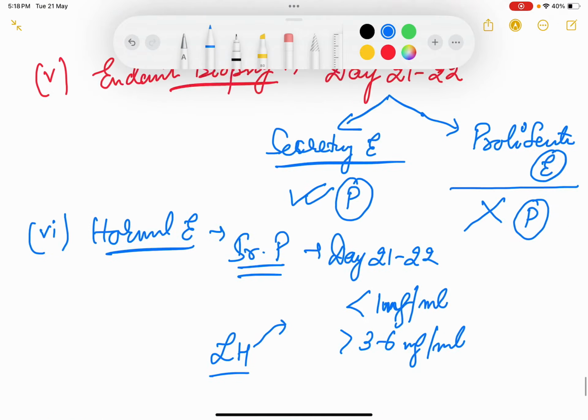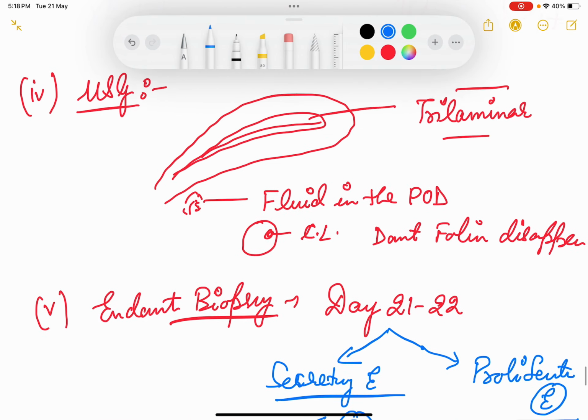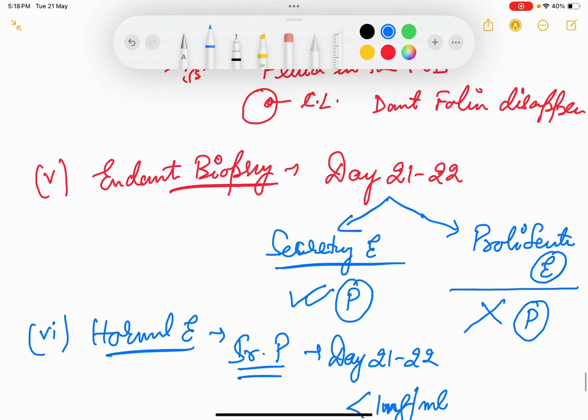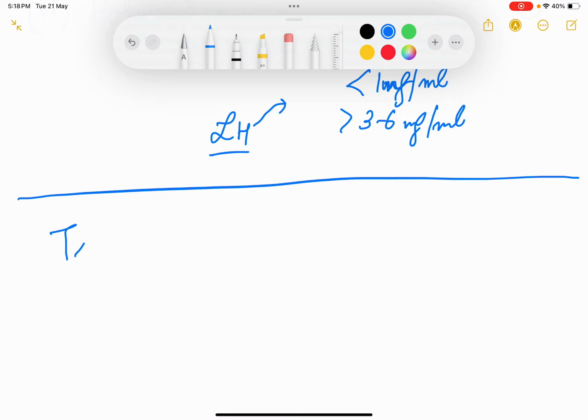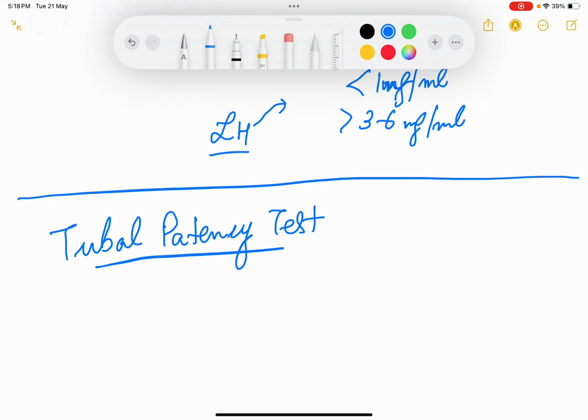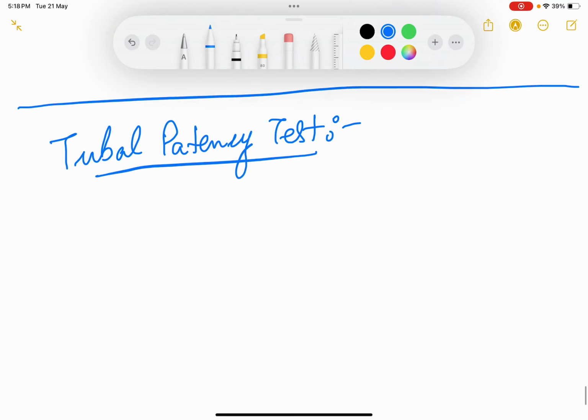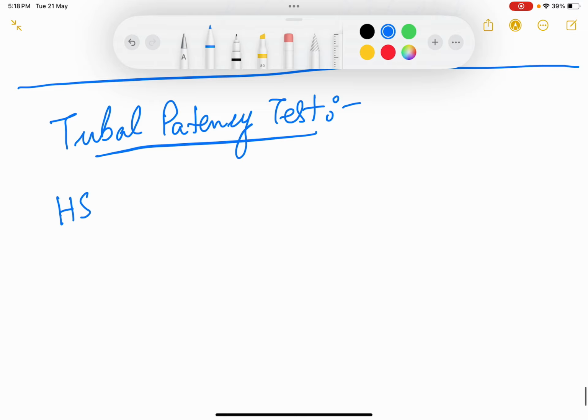Now, after you have seen whether the patient has ovulated or not, these are the defects which you find in the ovary. Once the ovarian defects are ruled out, we evaluate the patient for tubal patency test. Now it is necessary to see whether the tubes are patent or not, and whether there is any problem in the tubes. So for tubal patency test we go for hysterosalpingography.